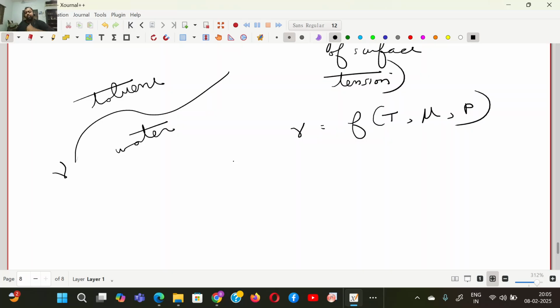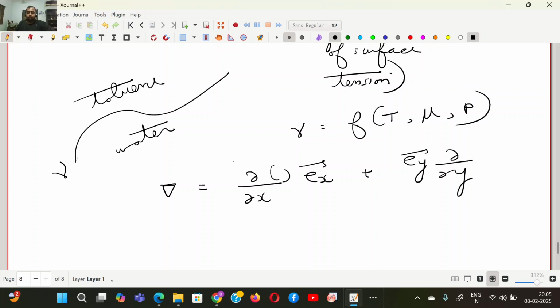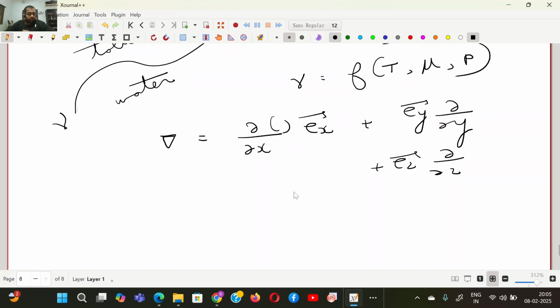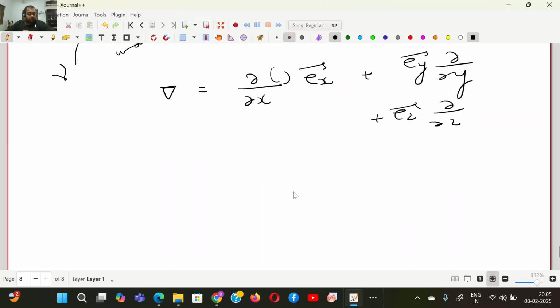Okay, coming to the surface gradient term, what is gradient? Gradient we define as ∂/∂x of something times e_x cap plus e_y cap ∂/∂y plus e_z cap ∂/∂z. This e_x you can write here also, I'm just telling you. Like if it is del T, it is ∂T/∂x into e_x cap like that. Okay, velocity say. So yeah.